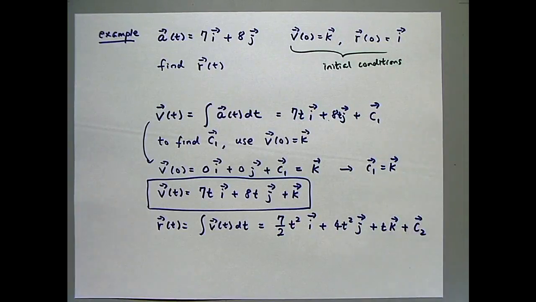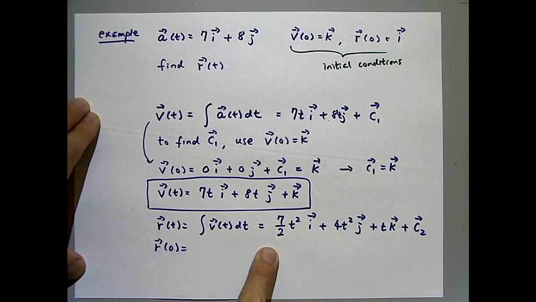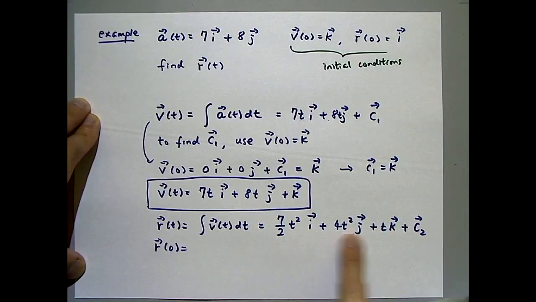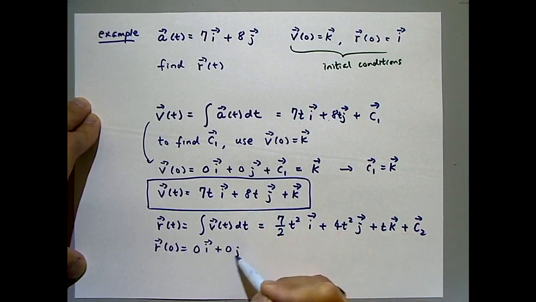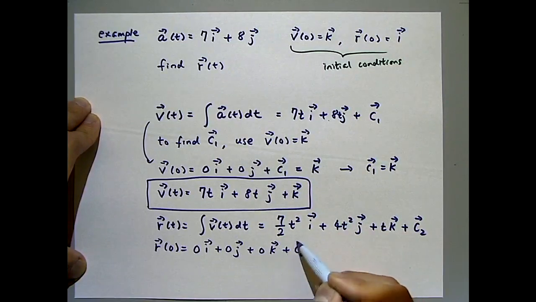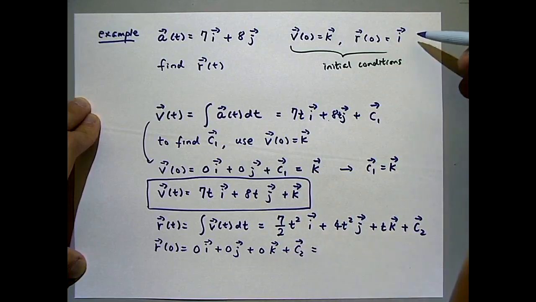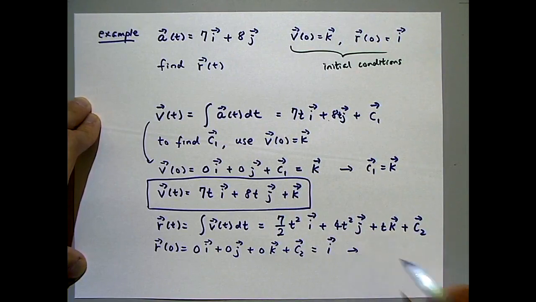Once again, remember that's a vector constant in general. Well, always a vector constant, right? Okay, using the other condition here, we know that r at t equals 0, from my function I get 0, 0, 0 plus C2. And I'm also told that's equal to i. So this means C2 is equal to i.